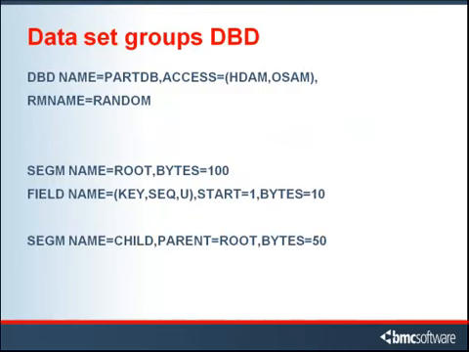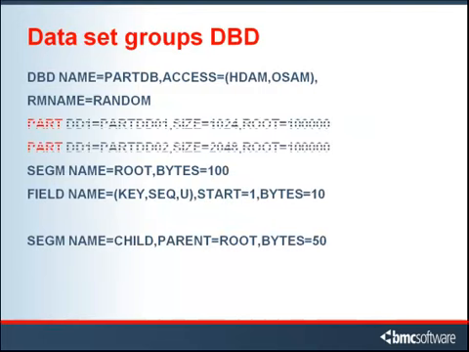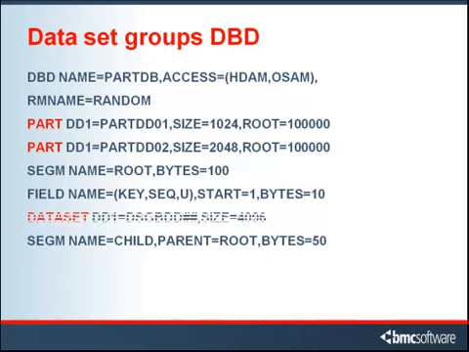A database with dataset groups is converted to PDF by adding part statements and dataset statements. This example shows a partition HDAM database with two dataset groups. The first dataset group is identified by the part statements. Part statements represent partitions as well as dataset group 1. Dataset groups 2 through 10 are identified by dataset statements. In this example, each partition consists of two datasets. With two partitions, the database contains 4 datasets.